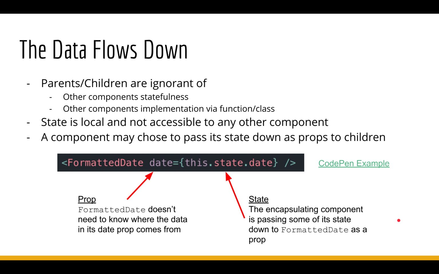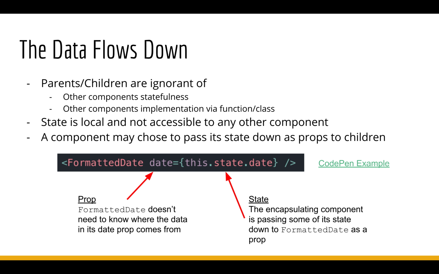Alright, and now we're going to talk a little bit about the data flow inside of React's components. It's important to realize that components are pretty independent. Parents and children are pretty much ignorant of everything else that's going on around them. They don't know if other components are stateful or stateless. They don't know if other components were implemented via function or via class. And honestly, they don't need to know these things. They're just operating in their own abstracted little corner of the room.